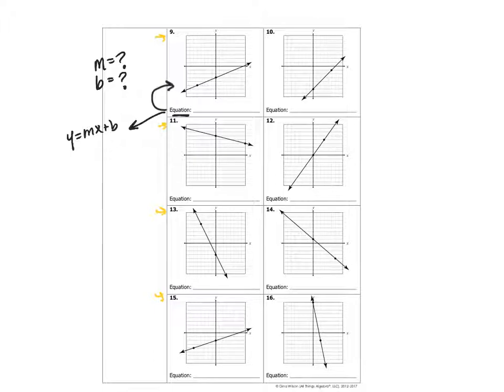Okay, so let's go over these answers. For number 9, your equation should be y equals 2/5 x minus 3. For number 11, it should be y equals -1/4 x plus 5. For 13, it should be y equals -2x minus 3. And for 15, y equals 1/3 x minus 2.